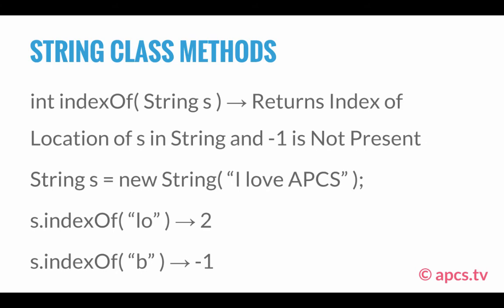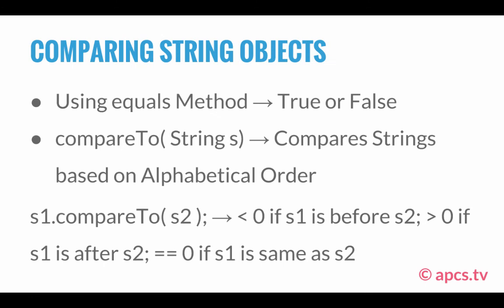And remember, one thing about the indexOf method is it returns the first occurrence. So if "lo" was present a little bit later to the right in this string as well, it would only return 2 because it returns the first occurrence of the string you're looking for. And let's say we're trying to find s.indexOf("b"). Now that's a bit of a problem because b is not present in the string. So as the computer looks through the string, if it doesn't come across b, it will return a value of -1.